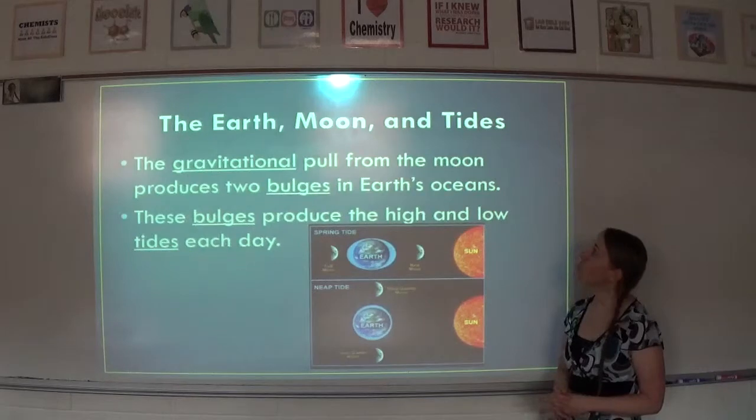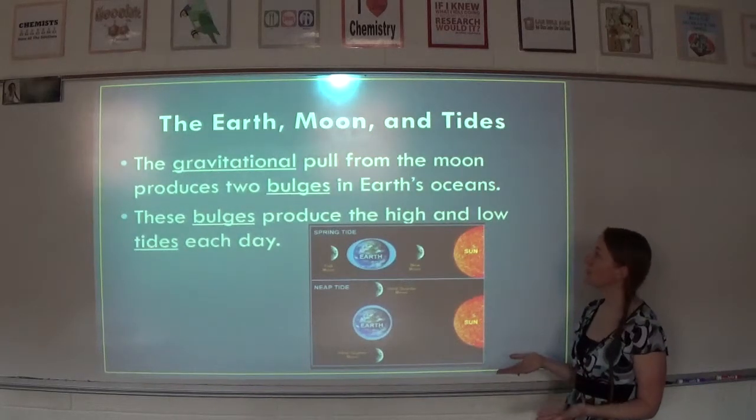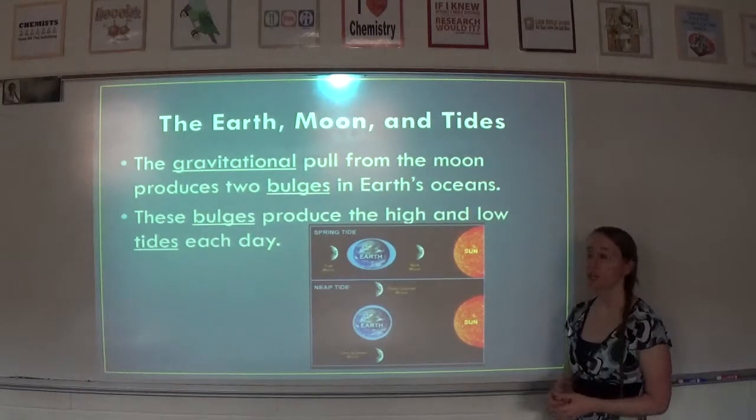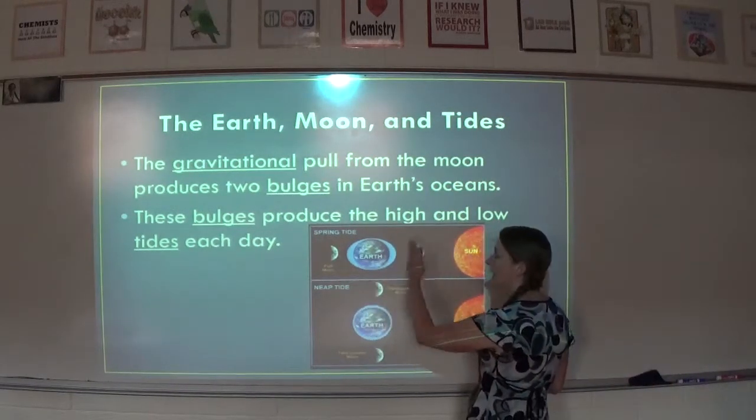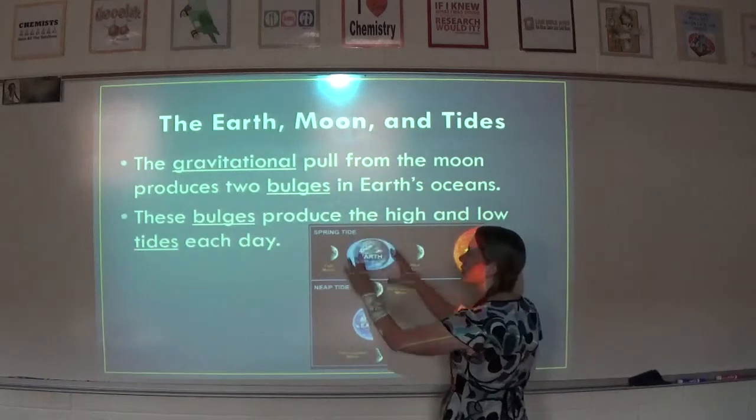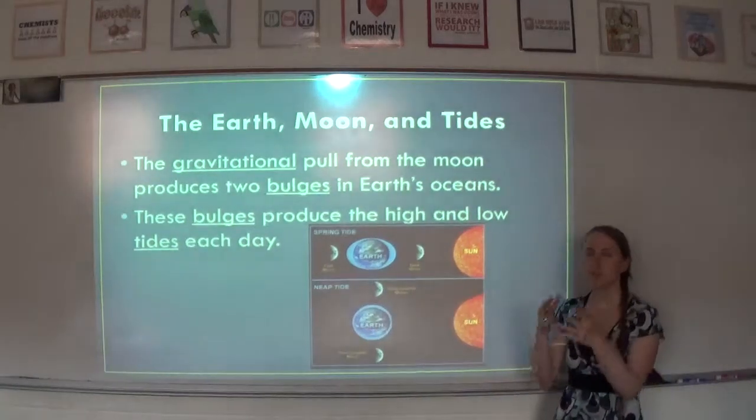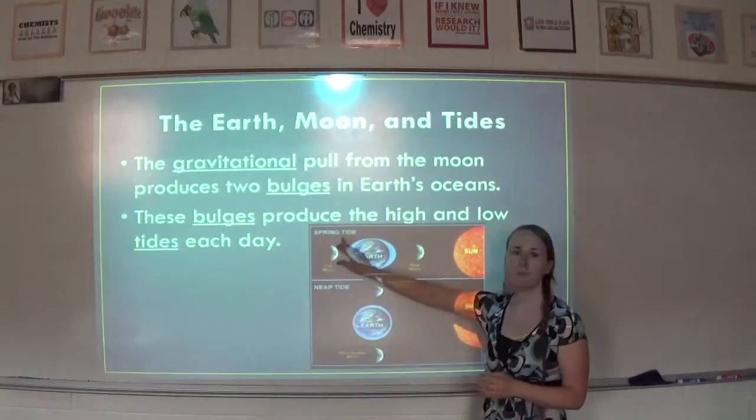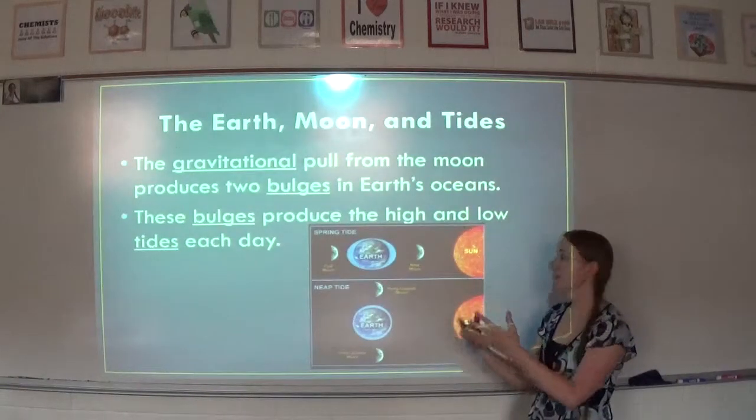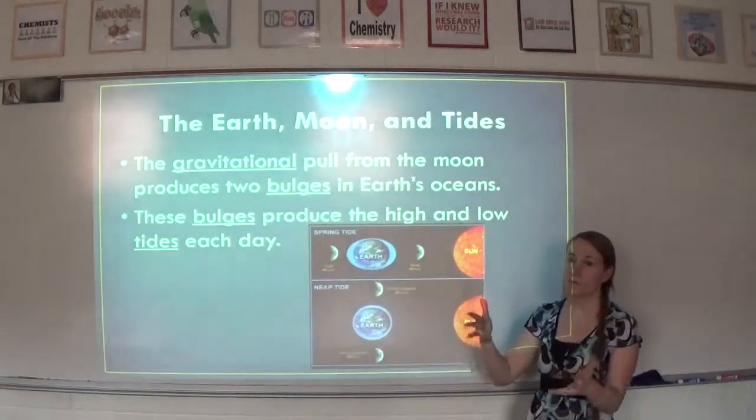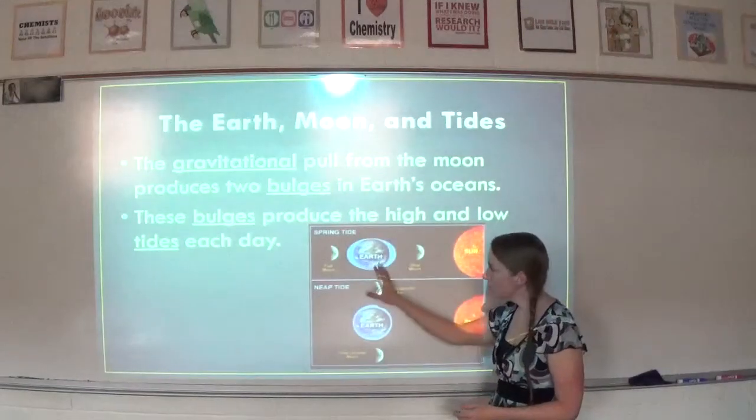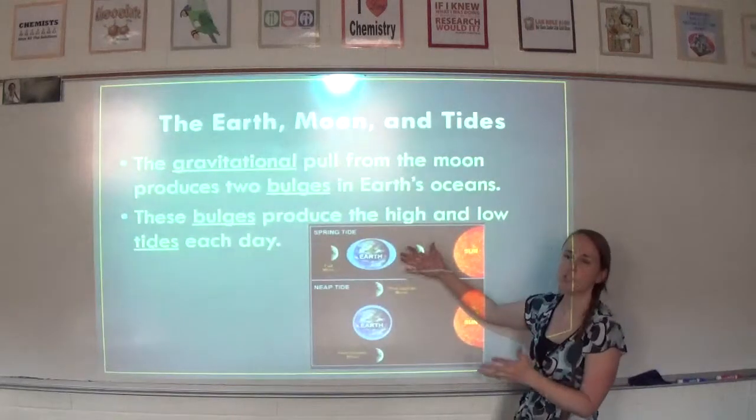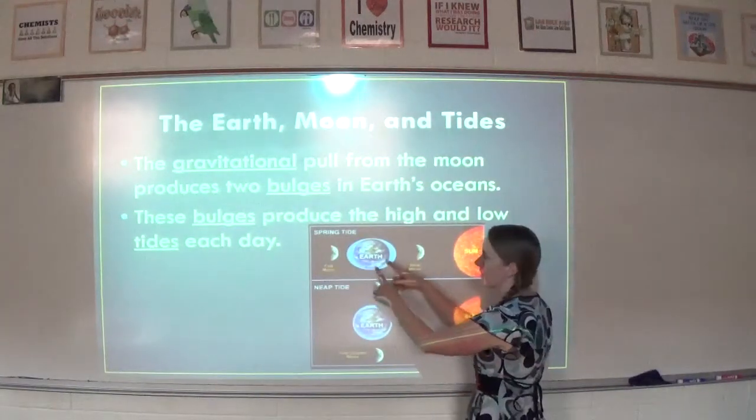The gravitational pull from the moon produces two bulges in the Earth's ocean. These bulges produce the high and low tides each day. As the moon is traveling around the Earth, because water is a fluid, it's movable, it kind of bulges out towards the moon because it's attracted to the moon. Now the land, that's a solid, it's not really going to start bulging. But the oceans bulge. You can see that's what this blue outline is. It's obviously not this much of a difference, but they're trying to exaggerate it here.